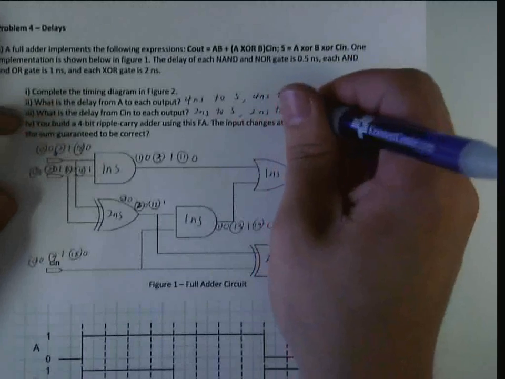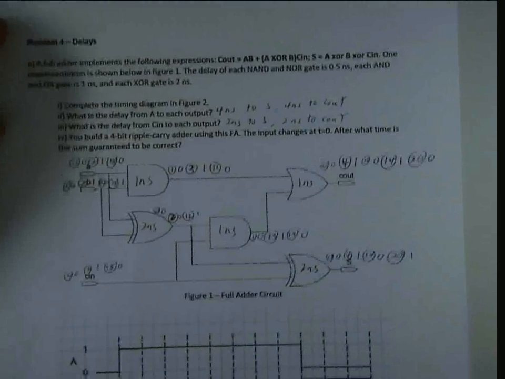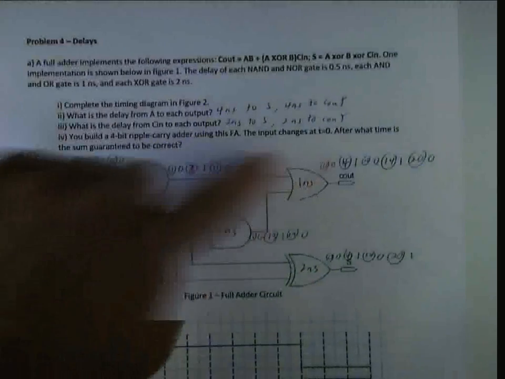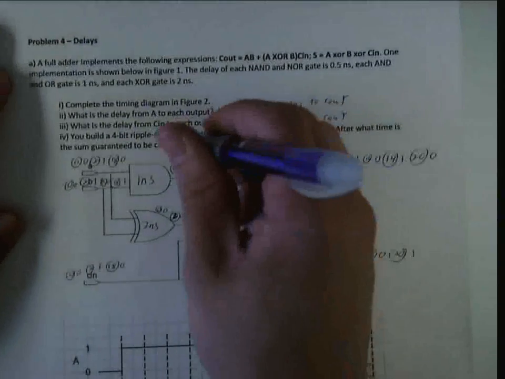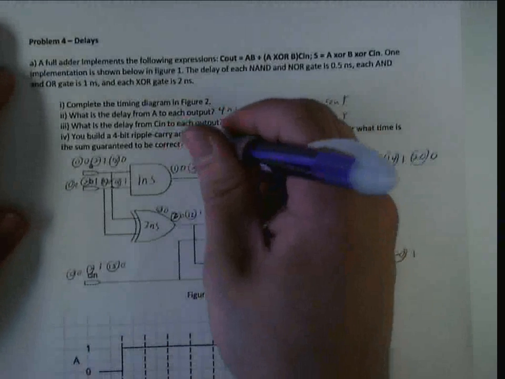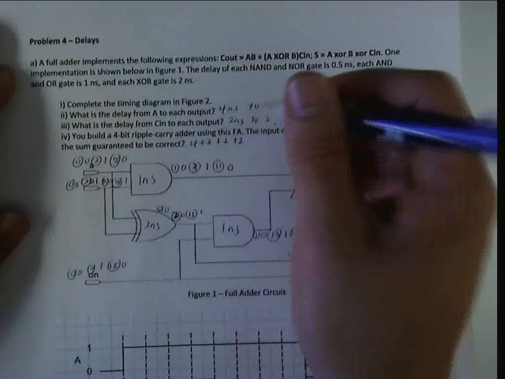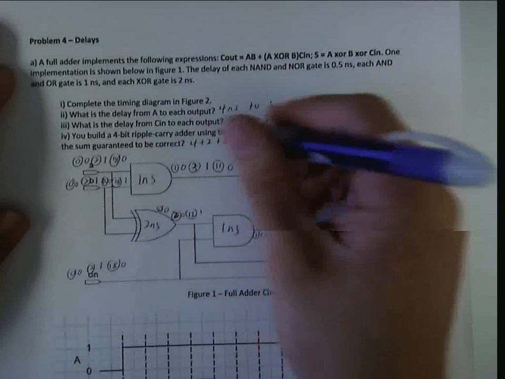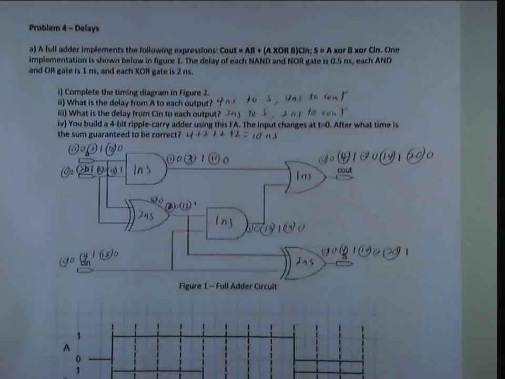And so if I was to build a 4-bit ripple adder using this full adder, the input changes at time equals 0. What time is the sum guaranteed? So it's going to be 4, and then for each additional one, it'll take 2 nanoseconds to get through the second one, 2 to get through the third one, 2 to get through the fourth one, and so that is equal to 10 nanoseconds. And that concludes this part of the video, and then we will move on to part 2.